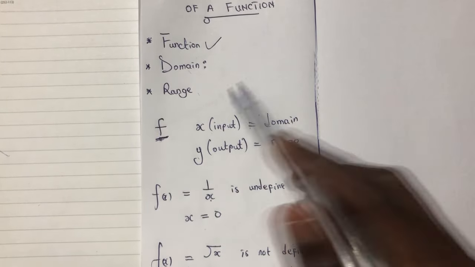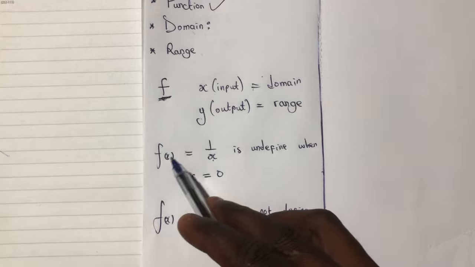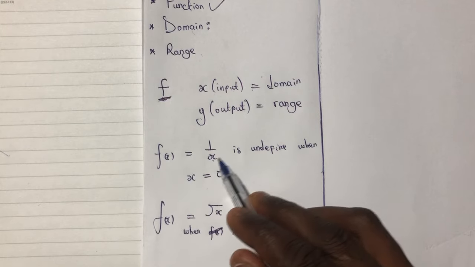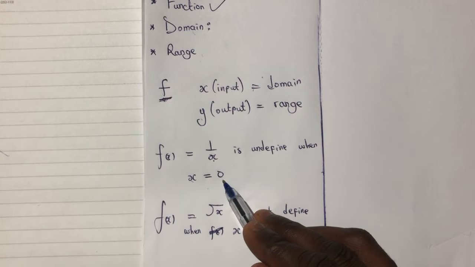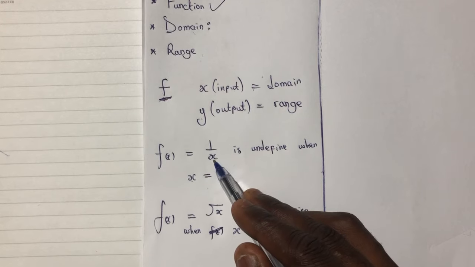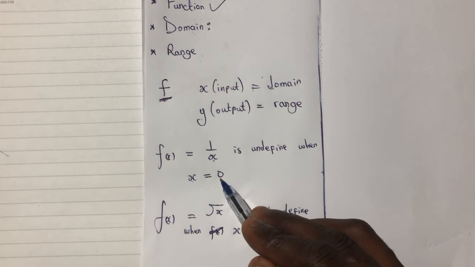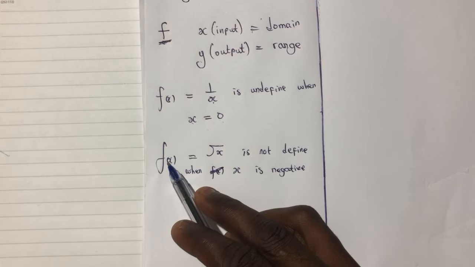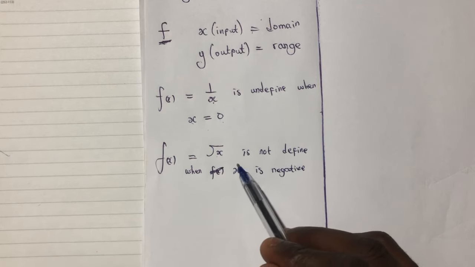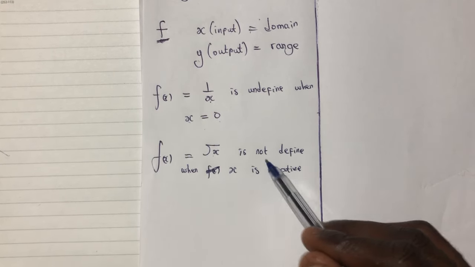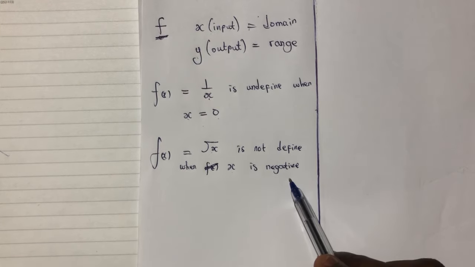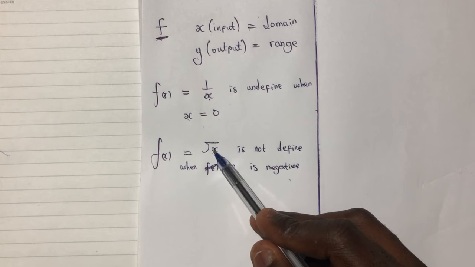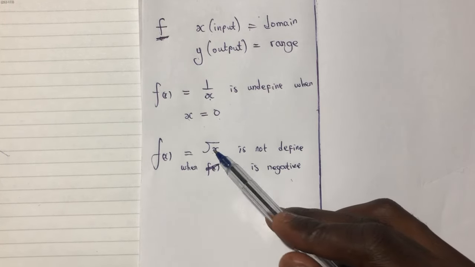So when we have a function f of x, for instance, I have here f of x is equal to, say, 1 over x. We say that the function f of x is undefined when x equals 0. What do we mean by that? When we substitute x equal to 0 in the denominator, the function cannot be solved. Again, when we consider the function f of x equals the square root of x, we say that the square root of x is not defined when x is negative. If x is negative, we will get a negative square root. We are not interested in complex numbers, and so we cannot use this for functions.